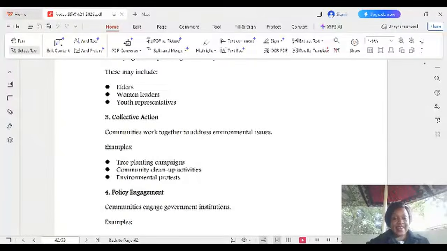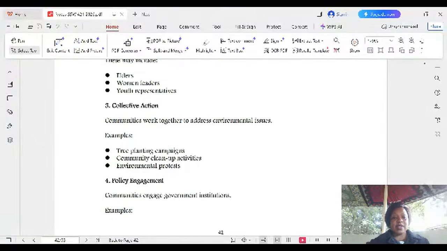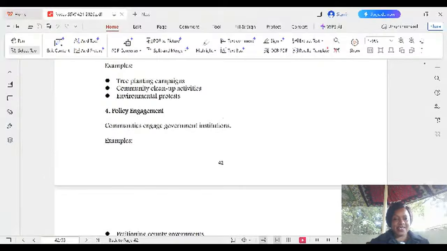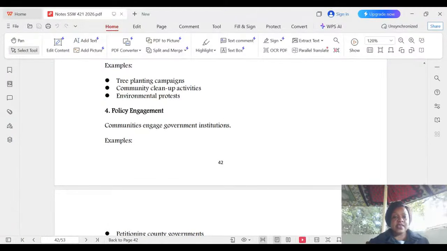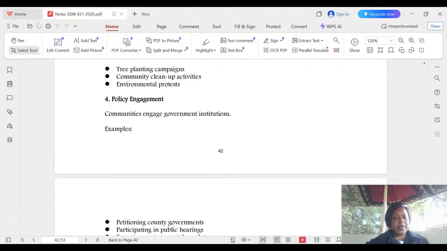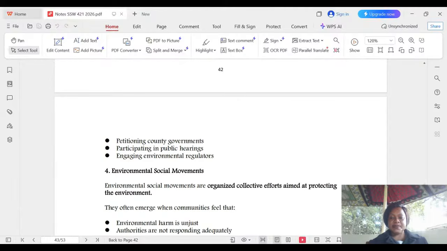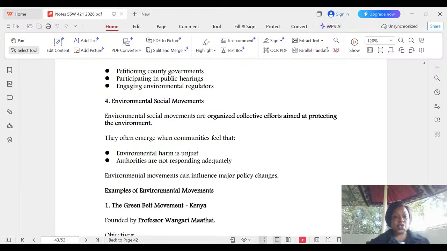Again, in community organizing, you'll engage them when it comes to policy, because it's through policy that long-term changes can be made. So in this case, communities will engage government institutions, for example, petitioning county governments, participating in public hearings, and engaging environmental regulators. Now we're moving to environmental social movements.